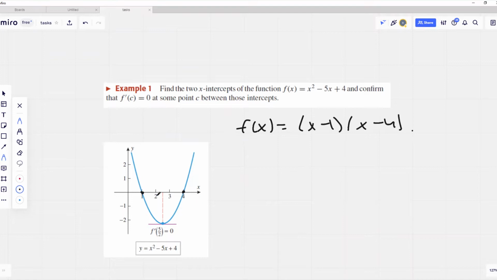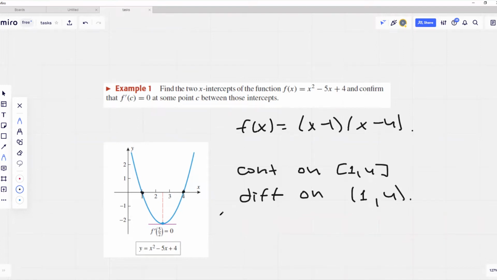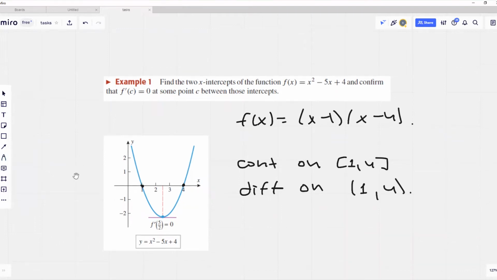First of all, let's confirm conditions required for Rolle's theorem. First of all, our function needs to be continuous on closed interval from 1 to 4. So this is polynomial, it is continuous everywhere. Next, we need to confirm that it is differentiable on open interval from 1 to 4. This condition is also satisfied. We know polynomials are differentiable everywhere, meaning that now we can apply Rolle's theorem.